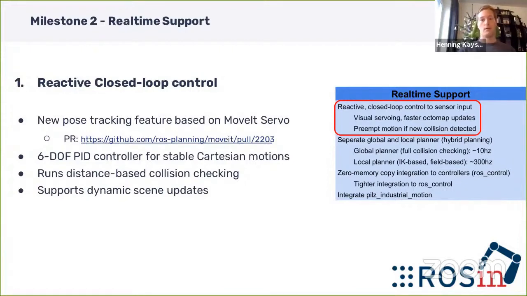So if you have a closed loop control application that should react to a visual input, like a visual pose that you want to track, then you can directly feed that information into that interface and Servo will handle the rest for you. Servo will internally run distance-based collision checking so that you don't run into self-collisions or object collisions in the scene. And this also supports dynamic scene updates.